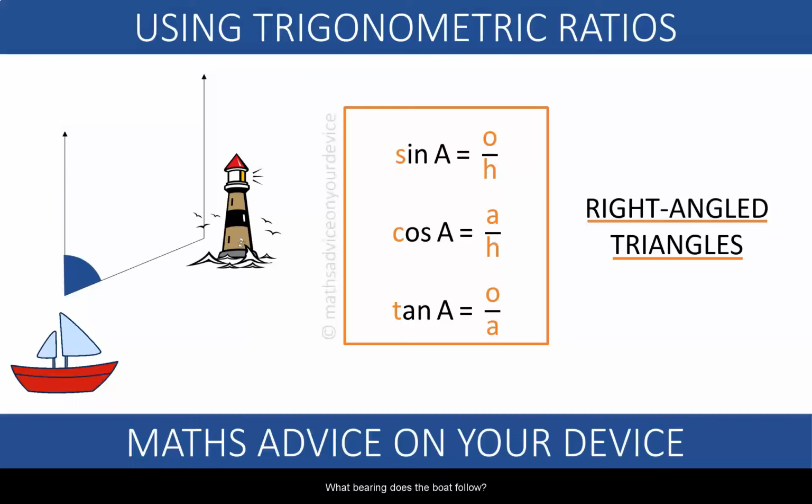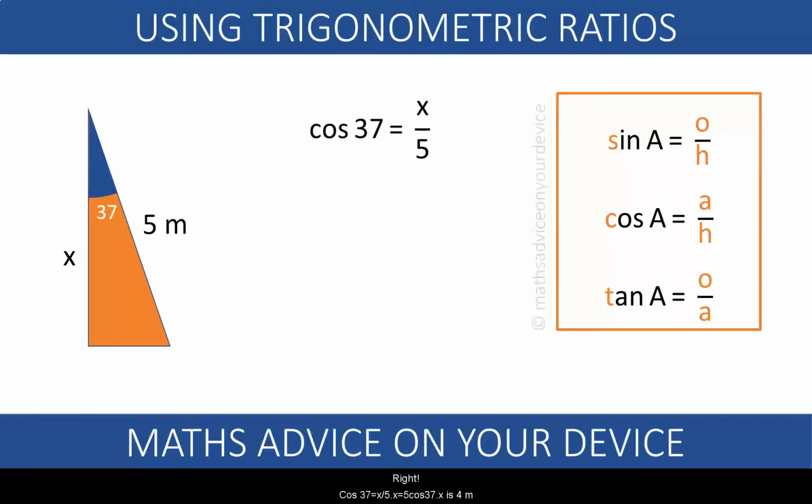Stop the video here and find the missing length. Right. Did you try? Cosine of 37 equals x over 5. So x equals 5 times cosine of 37, 4 meters.